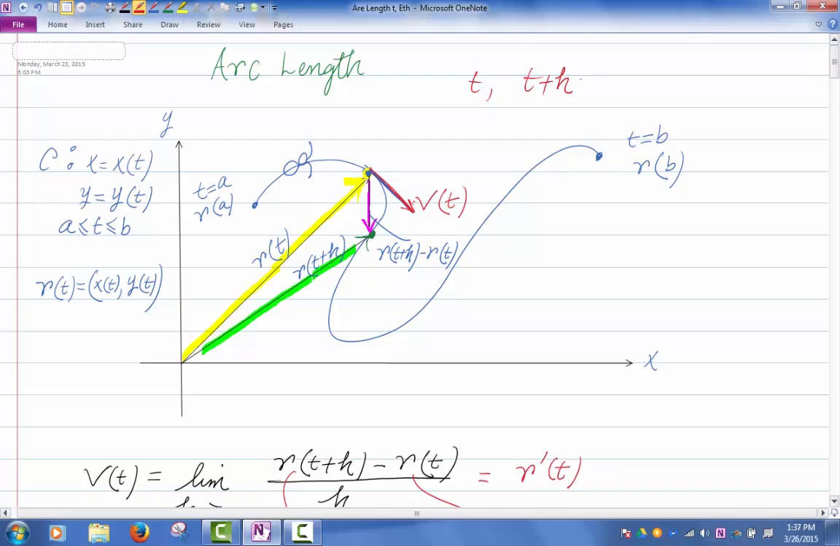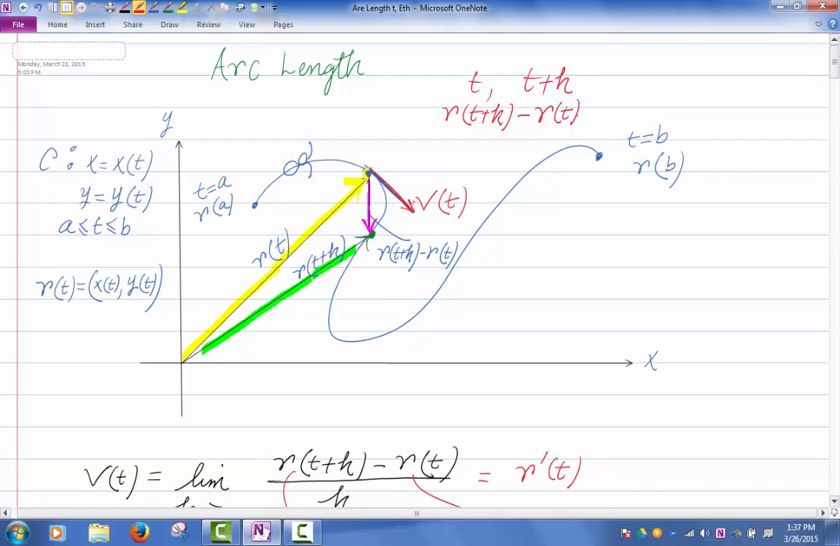What is the difference between r of t plus h and r of t? What is r of t plus h minus r of t? It is actually the vector given by the pink vector. The pink vector starts at the tip of the yellow vector and ends at the tip of the green vector. So when you subtract r of t from r of t plus h, that's the vector you get.